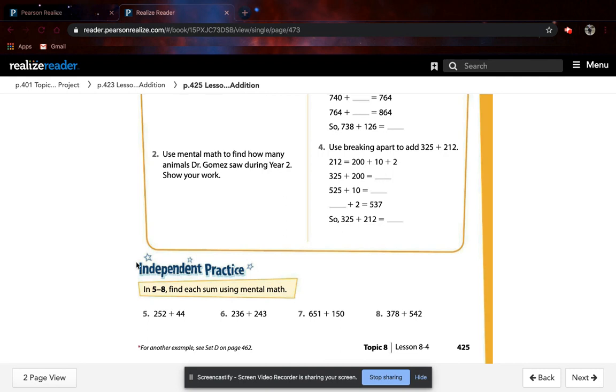And then in the bottom, I'm just going to give the answers for 5 through 8. The answer for number 5 is 296. The answer for number 6 is 479. The answer for number 7 is 801. And the answer for number 8 is 920.